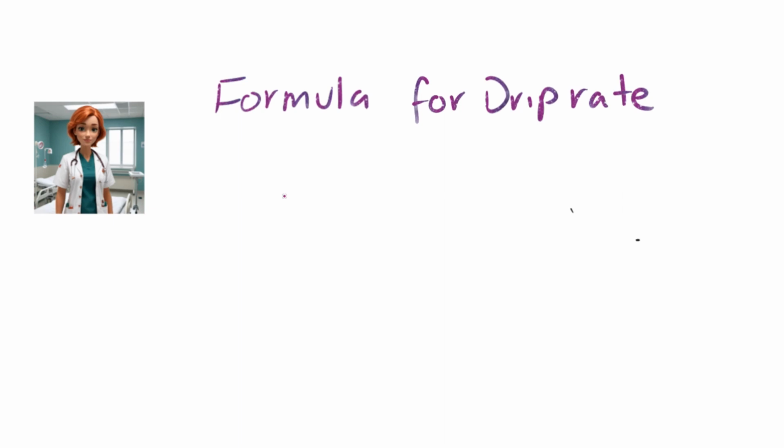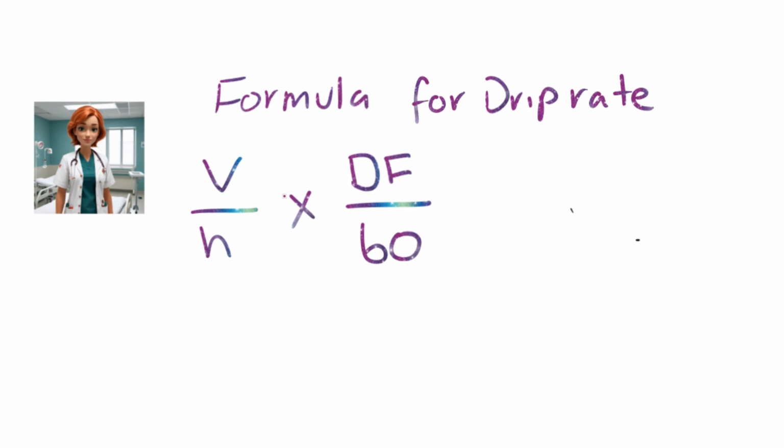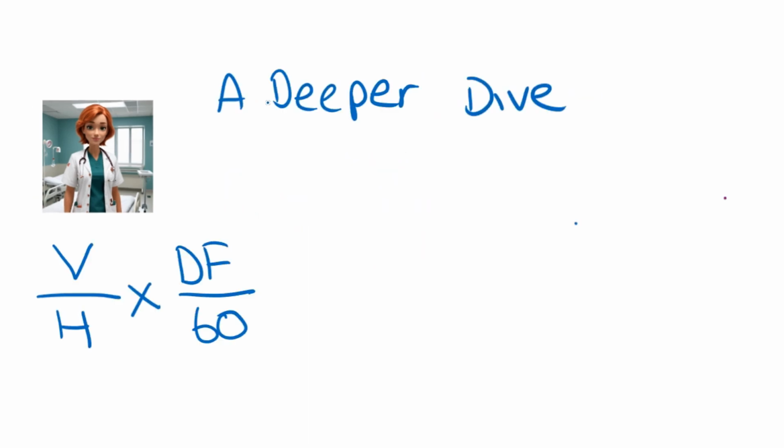The topic today is the formula for calculating drip rates. The formula is volume over hours times the drop factor over 60. Let's break the formula down and dive deeper to gain an understanding of the formula.